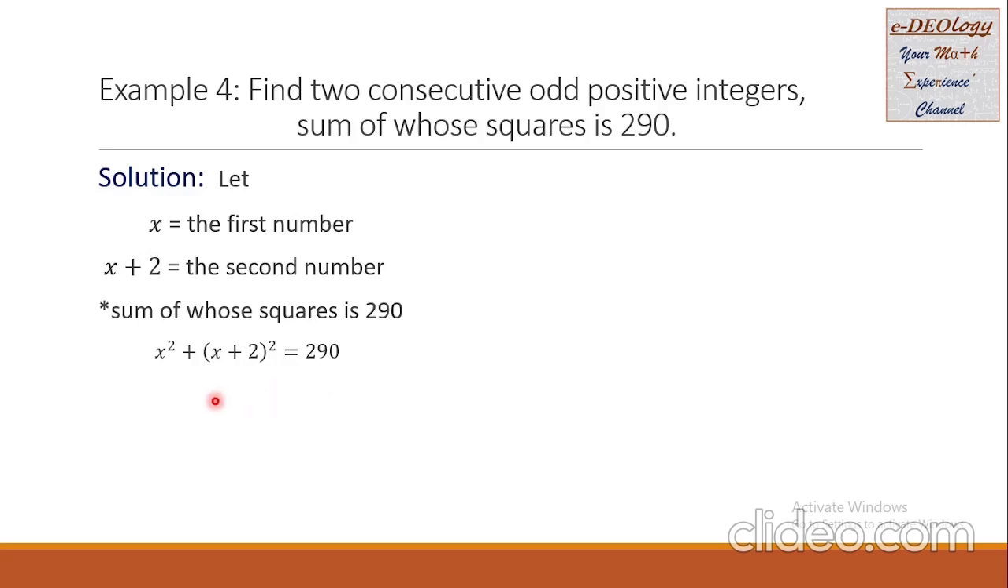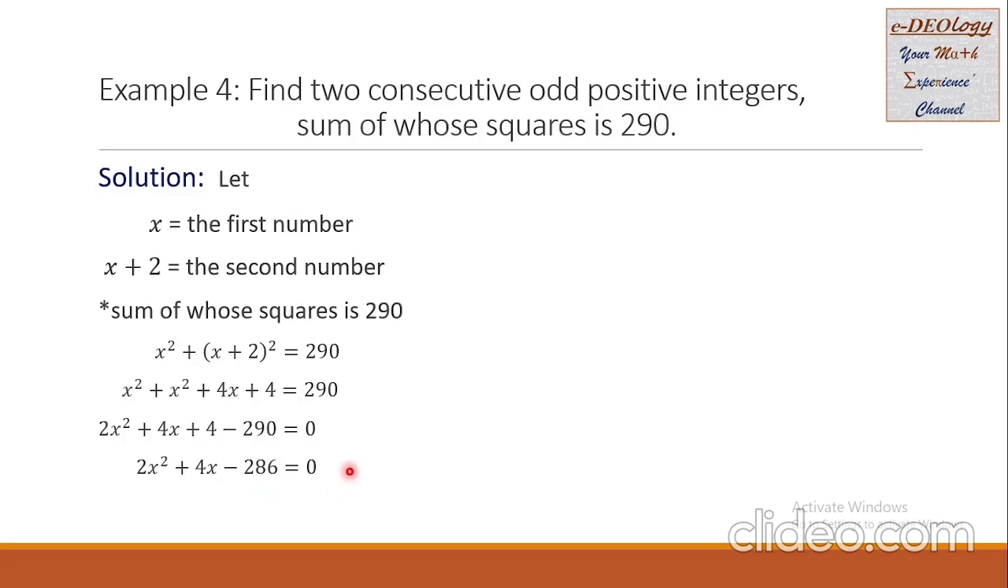Now let us simplify. Let us expand the x plus 2 with power square. So x squared plus 4x plus 4. Let us now combine x squared plus x squared. Then the 290 on the right we will transpose to the left. So 2x squared plus 4x plus 4 minus 290 equals 0. Then we combine the numbers. 4 minus 290 is negative 286.